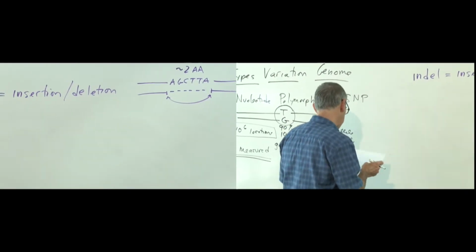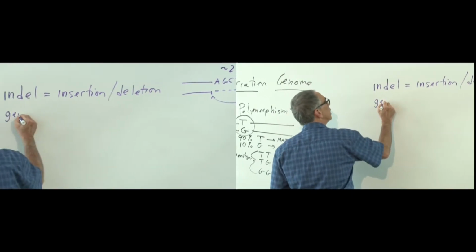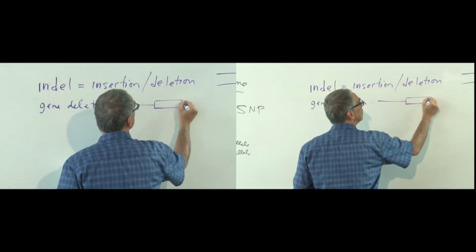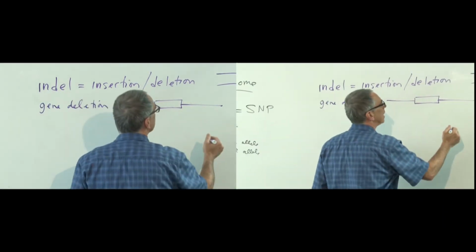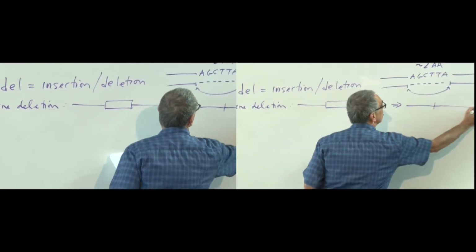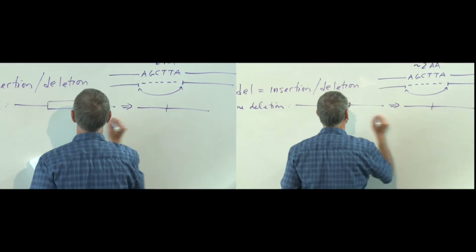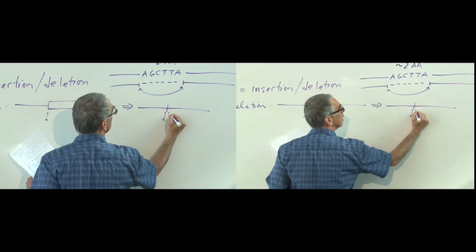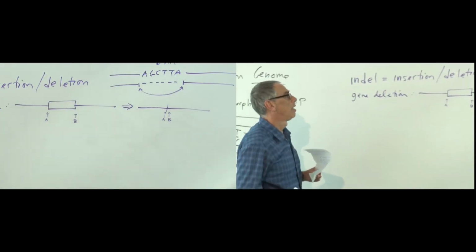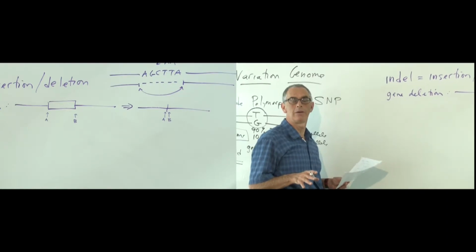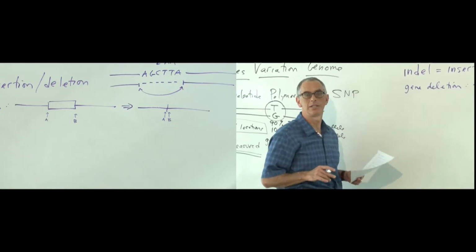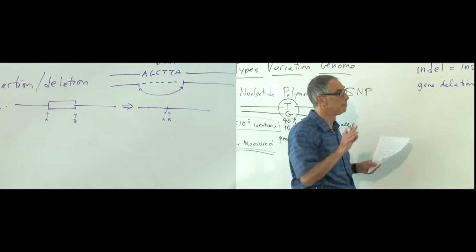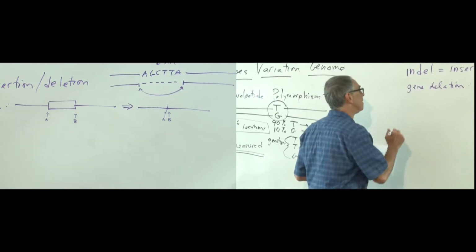You can have entire gene deletions. Really, it's just a type of indel where the whole gene, so this is how I've been drawing genes, the whole gene gets deleted. So instead, you have A and B, and now you have A and B right next to each other, and the gene is missing. And it is startling how many people are walking around perfectly healthy, missing entire genes. Obviously, those genes are not key for life. There are genes that, if they're deleted, are not compatible with life, but many are not necessary.